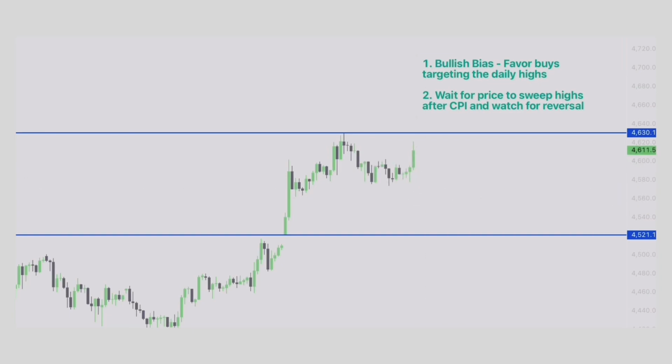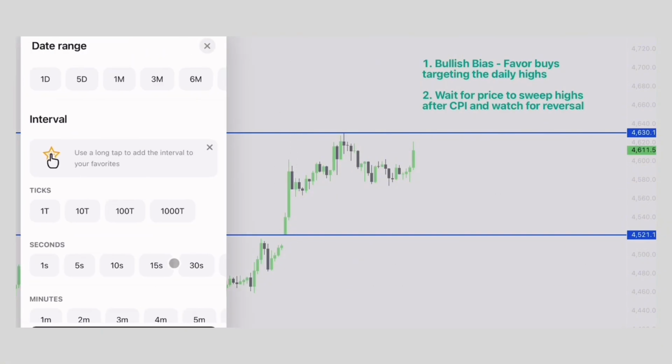Now, having marked our previous day's levels and outlining the two potential game plans that we had for today, I'm going to go down to a lower time frame to see what the price action was like leading up to CPI and also what happened after that eventually got me to take my trade.